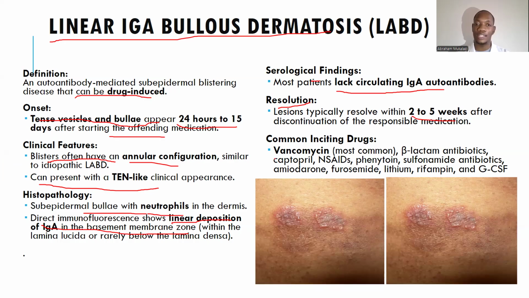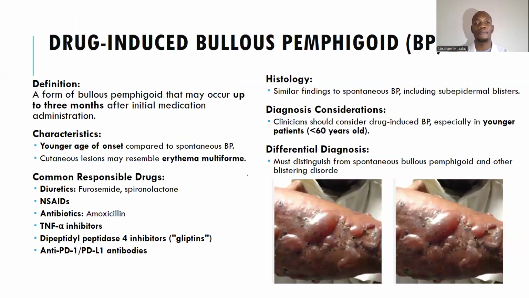So the common drug that has been associated with this is vancomycin, and other drugs that have been reported in a few case reports, very many, including NSAIDs, phenytoin, sulfonamides, antibiotics, lithium, furosemide, amiodarone, and the rest. So we go to the next one, what you call the drug-induced bullous pemphigoid.